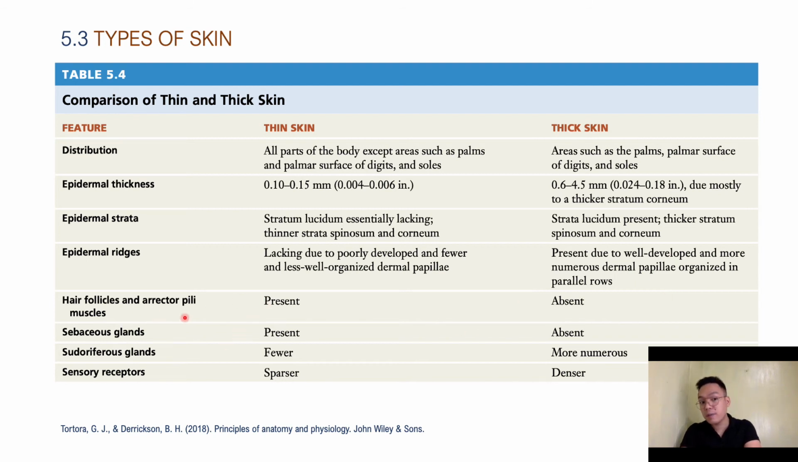Hair follicles and erector pili muscles, again responsible for your goosebumps, are present in thin, absent in thick. Sebaceous glands are present in thin, absent in thick. Sudoriferous glands are fewer in thin, more numerous in thick. That's why the soles of your feet and your palms sweat a lot compared to other portions of your body. Sensory receptors are sparser in thin, denser in your thick skin.